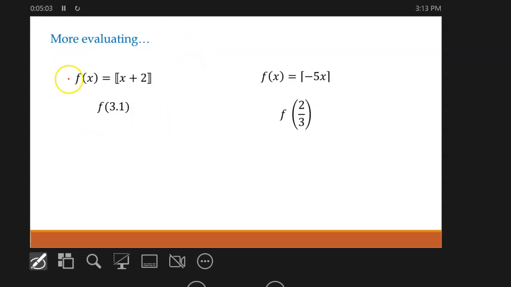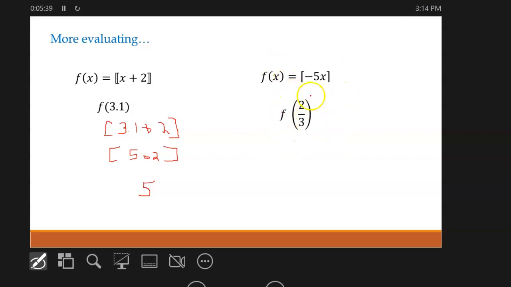Okay, if we are evaluating f of x is equal to the greatest integer of x plus 2, and we are evaluating at 3.1, so we are going to do the greatest integer of 3.1 plus 2. When we add those together, we're going to get the greatest integer of 5.2, and the greatest integer of 5.2 is going to be the greatest integer less than or equal to 5.2, which is 5.